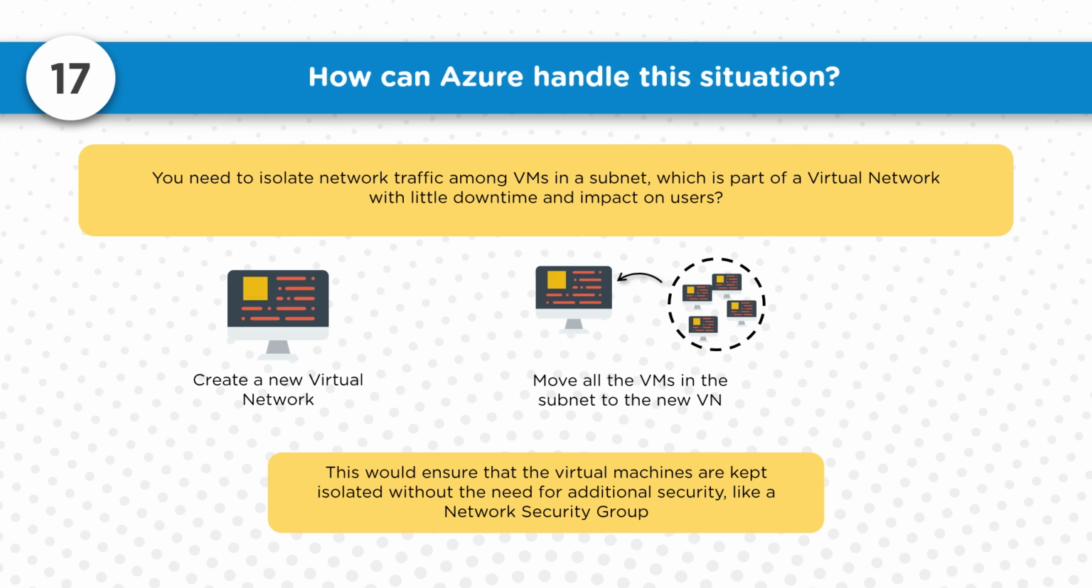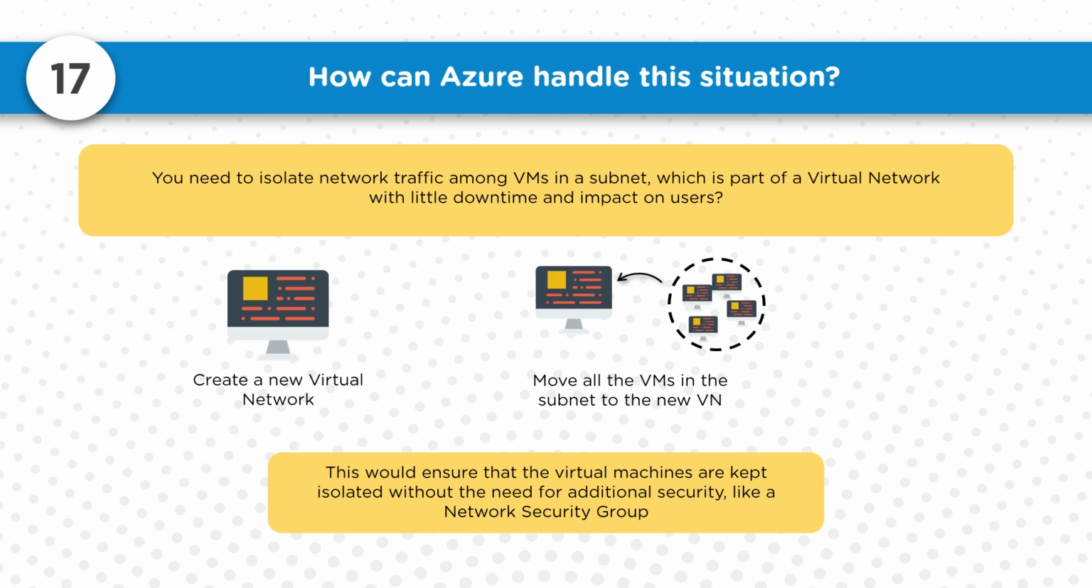Let's look at this question. This is an ideal question. Now there are a group of servers connected together within a virtual network, and now we need to move them or create a separation between them. How do you go about achieving it? So the question goes like this. You need to isolate network traffic among VMs in a subnet, which is part of a virtual network, with little downtime and impact on the users. So that's the given scenario.